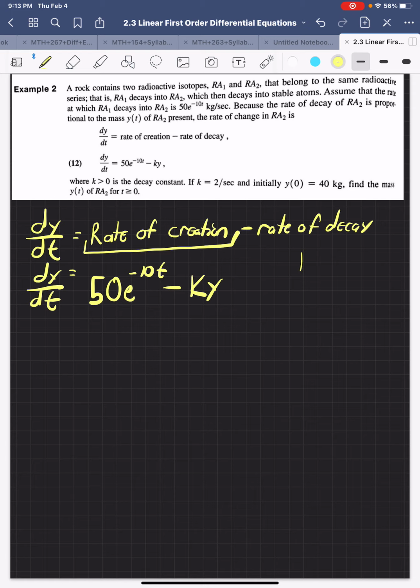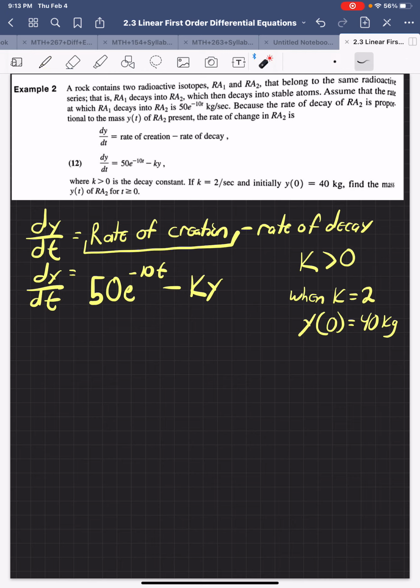So here's some things that we're told. We're told that obviously k is greater than 0, and we're also told that when k is equal to 2, y of 0 is equal to 40. All right, so that is all the information that I can pull out of this problem.